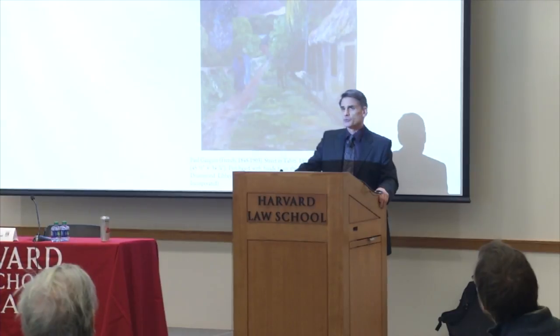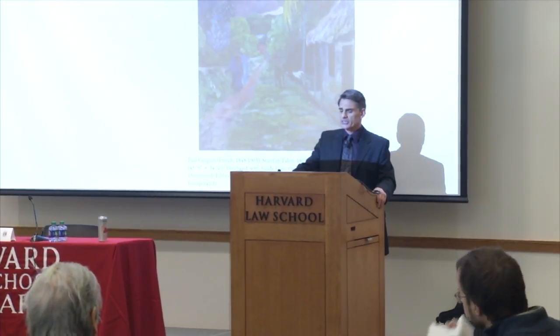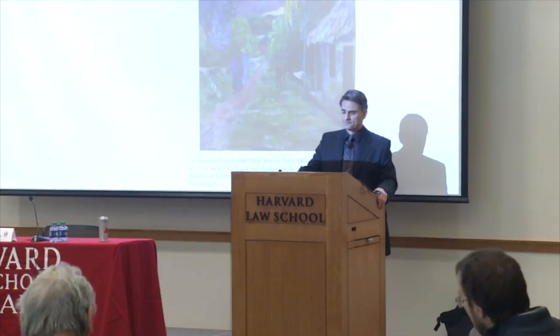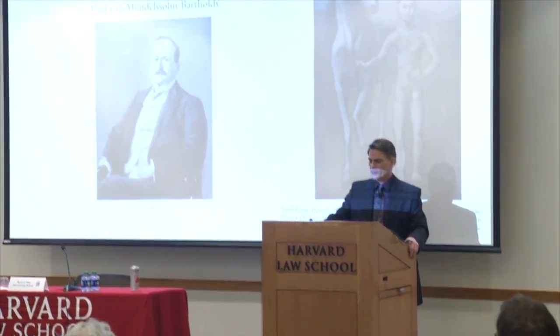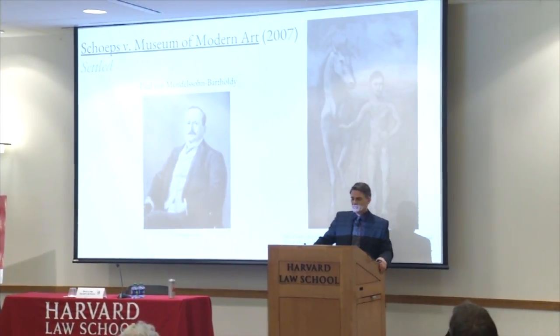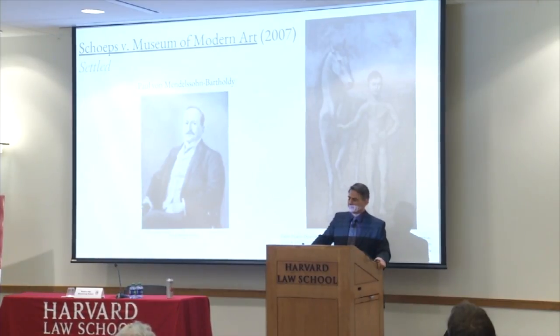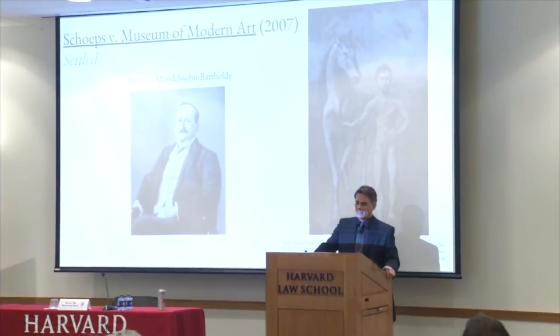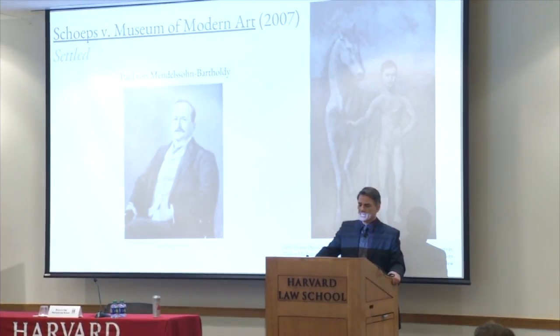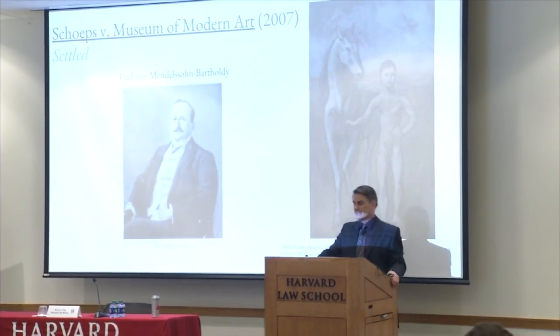Another statute of limitations ruling for the museums in Detroit and Toledo on statute of limitations grounds. Sheps against Museum of Modern Art: a painting lost by the collector Paul Mendelssohn Bartholdi in 1935 under very questionable circumstances. Facts remain very murky. It settled on the day the trial was supposed to begin, so we still don't know what happened.